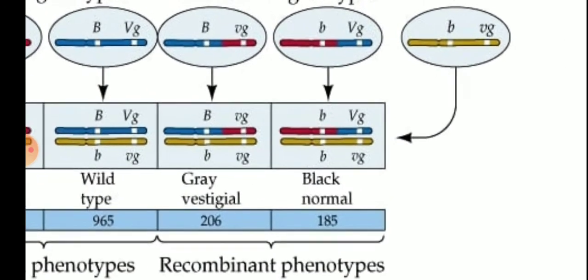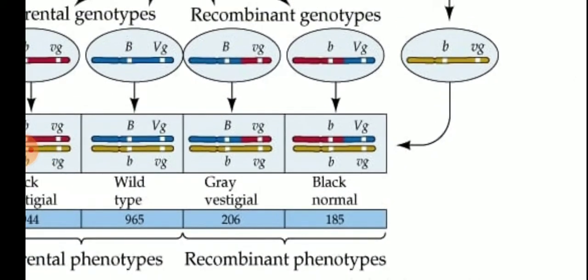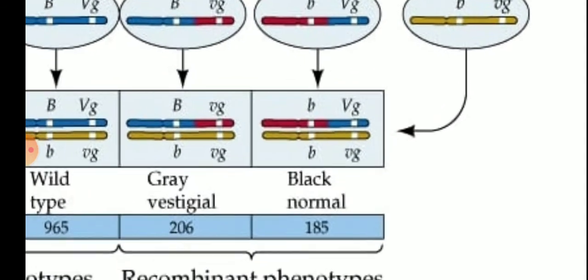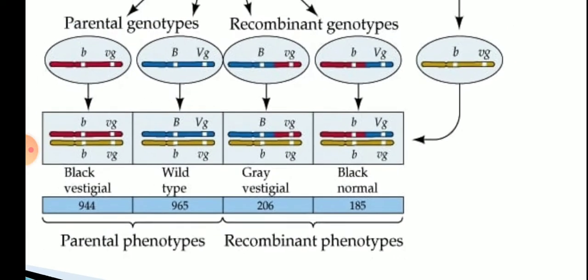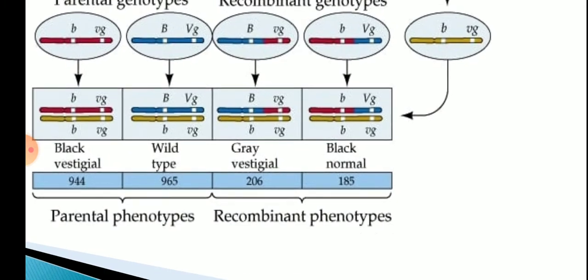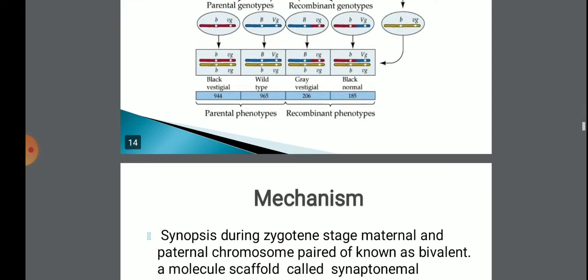So they got more parental phenotypes. On the other hand, the recombinant phenotypes were very few. The gray and vestigial means a new type of recombination where one is a dominating character and one is a recessive character, and the other organism has black body and normal wing. One is a recessive character, that is black body, and one is normal wings, that is the dominating one. So the recombinant phenotype is always less than the parental type.